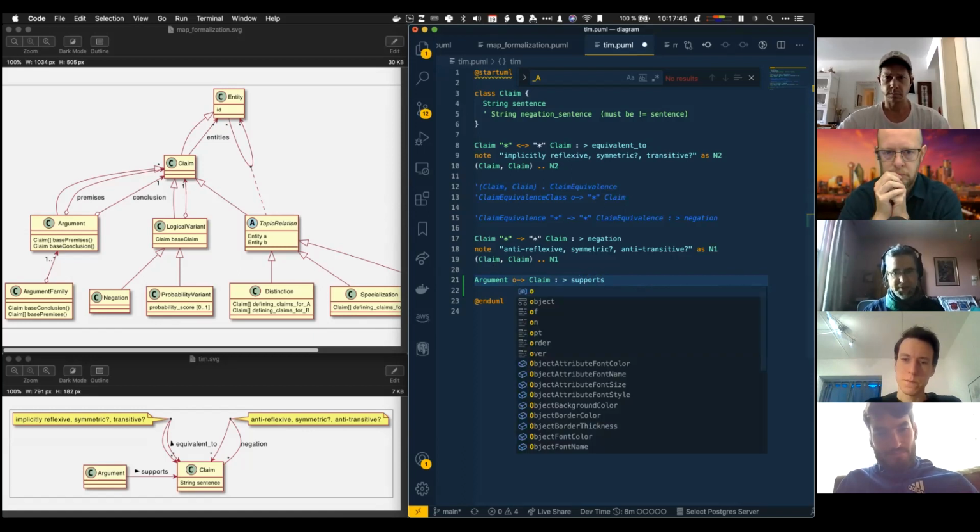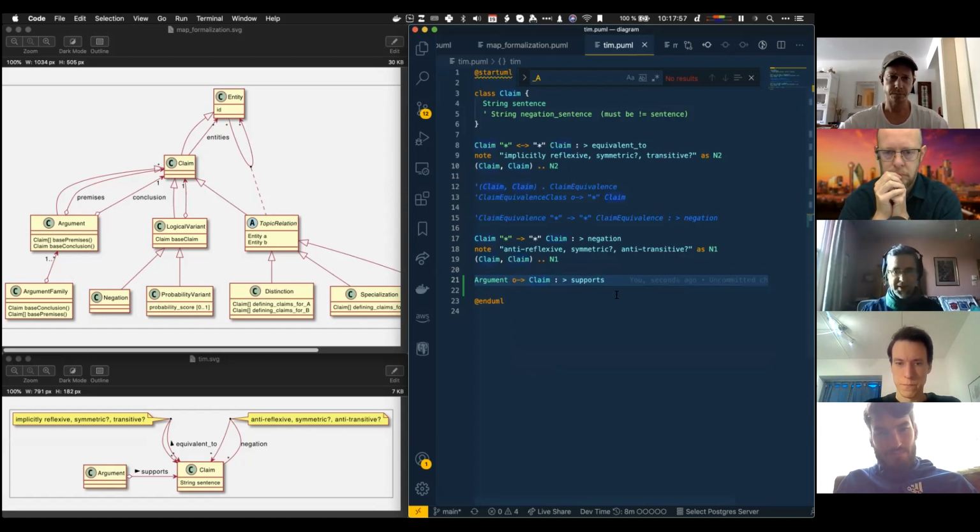I think this is aggregation, but I'm not wedded to that. Do we say there's a single conclusion? So that would be single here. Or is that something we haven't said yet? We haven't said that yet. Okay, good. So it's just a claim support.